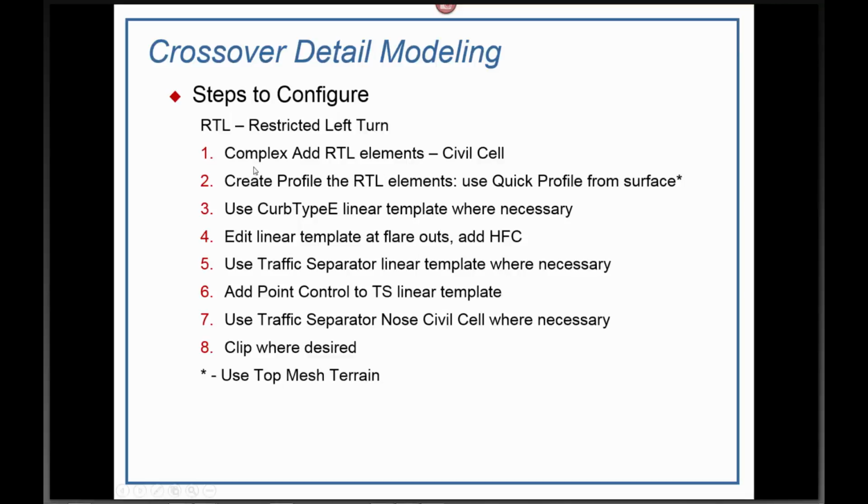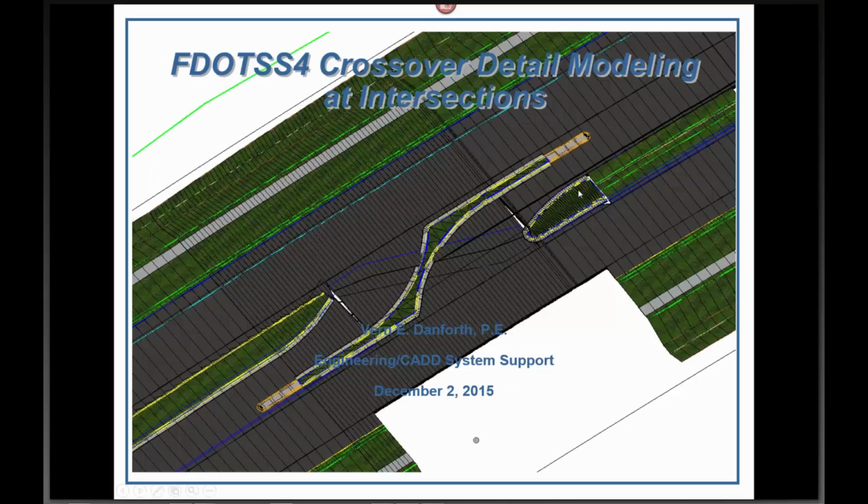Once you have those profiles on each of those elements, then you can use the curb components to place linear templates where necessary, that is on both sides of it. You can edit the linear templates at curb flare-outs. Sometimes, I'll refer back to this previous picture, sometimes up in here you might have a flare-out here. I can't zoom into this location here, but where the curb goes into a shoulder, there might be a flare-out. And you can edit a linear template in here and actually have it follow the curb backline and the curb faceline to make it transition out.